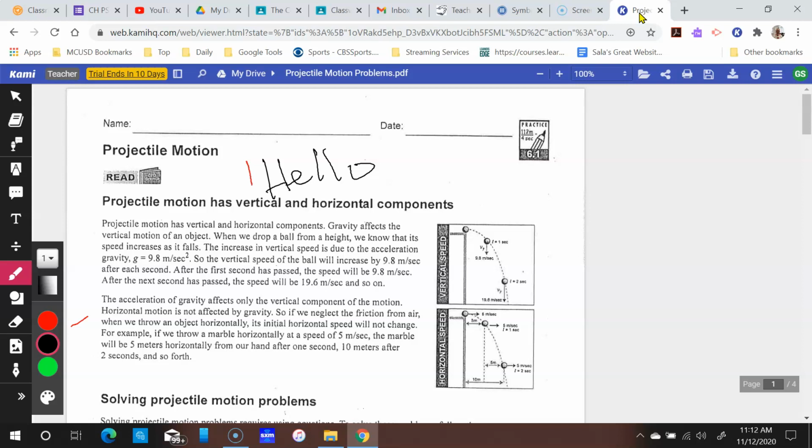And what I'm going to do today is go over the projectile motion equations, and you'll have some problems to do for the remainder of today, Thursday, November 12th, and tomorrow, Friday, November 13th.